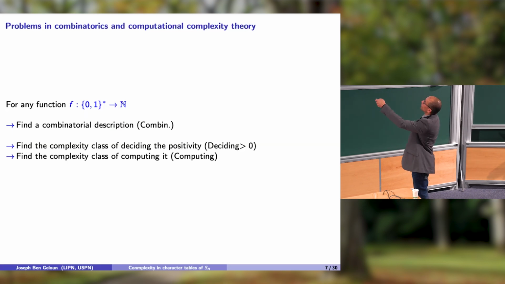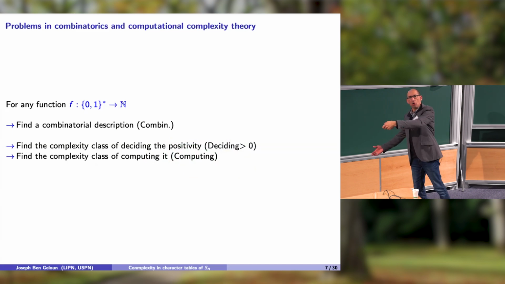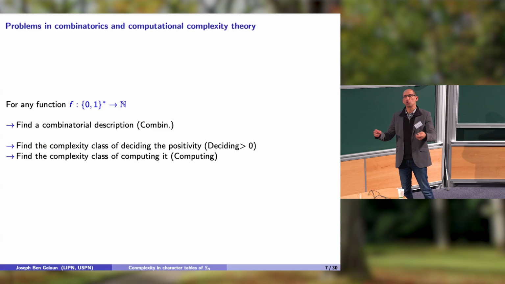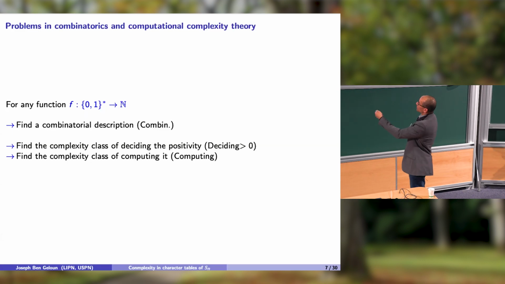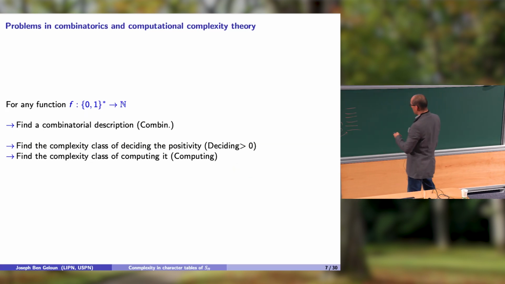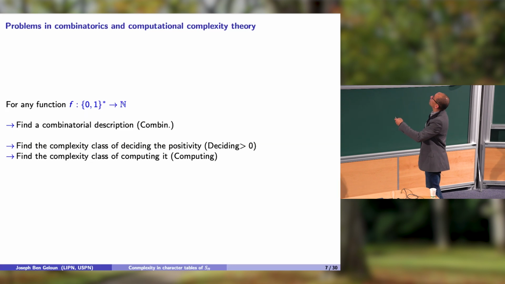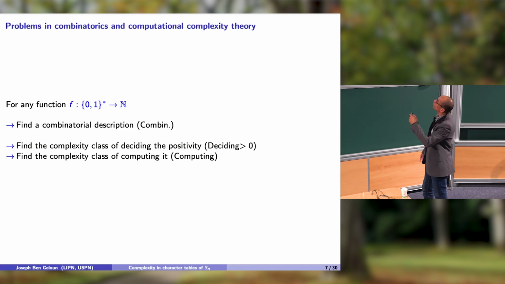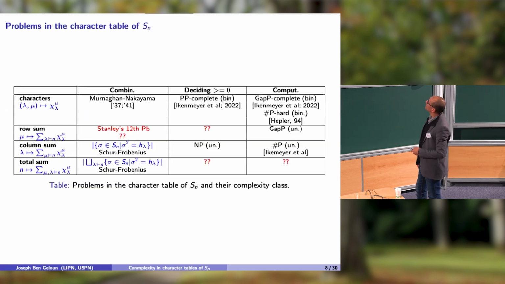And you may ask first about the cost of deciding the positivity, when is it strictly positive or when it is vanishing, just 0. So that's a yes or no question. And you may ask also, how much does it cost to compute the number for any input? So that's a second type of question that you may ask. And of course, these are things that you see in computer science, in particular in computational complexity theory.